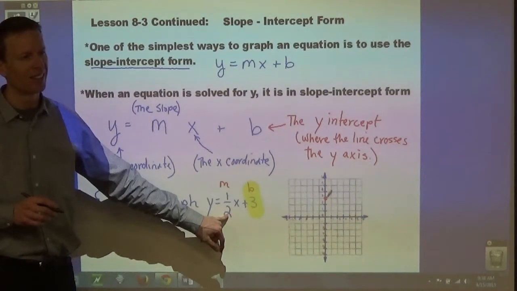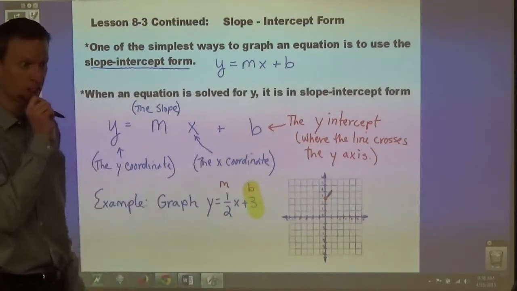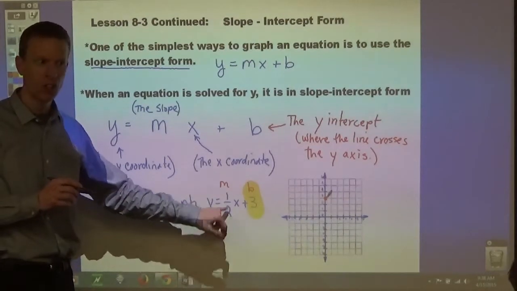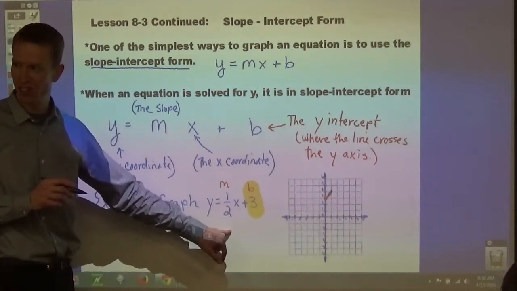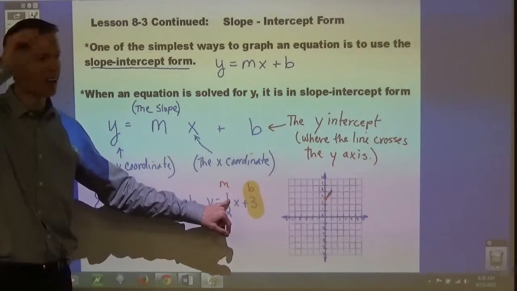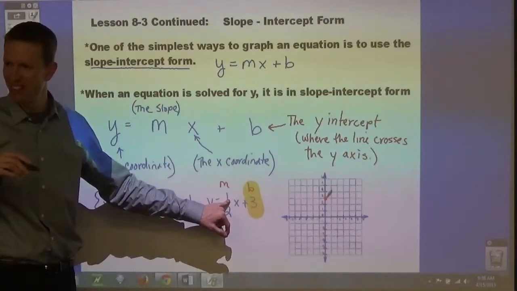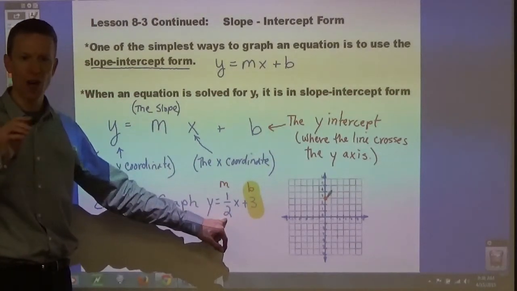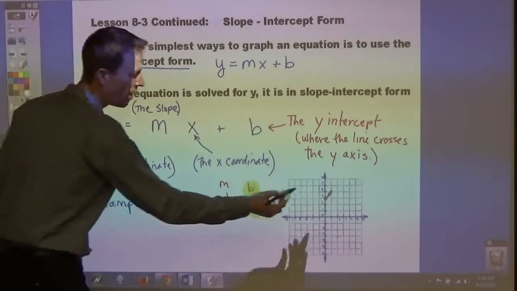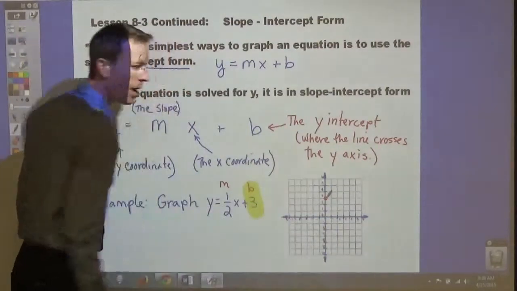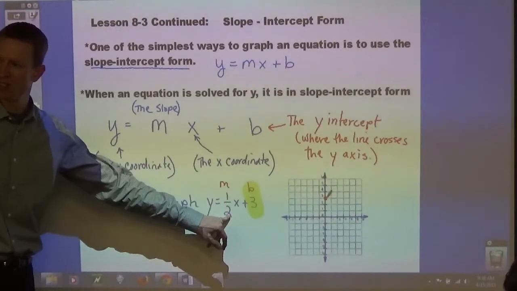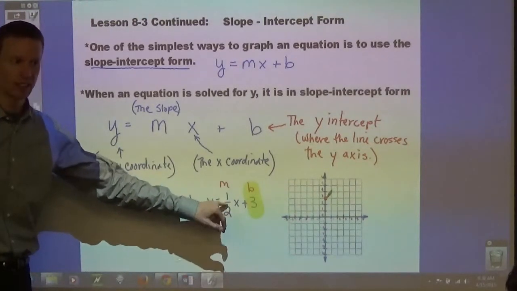Multiply x by half. Okay, good suggestion. But we can actually use the numbers in the fraction to go up and over. Remember, in slope, the top number tells you how far to go up or down, and the bottom number tells you how far to go right or left. So, from the spot where it crosses the y-axis, we can move to the next point by using the slope. What does this tell us to move to?